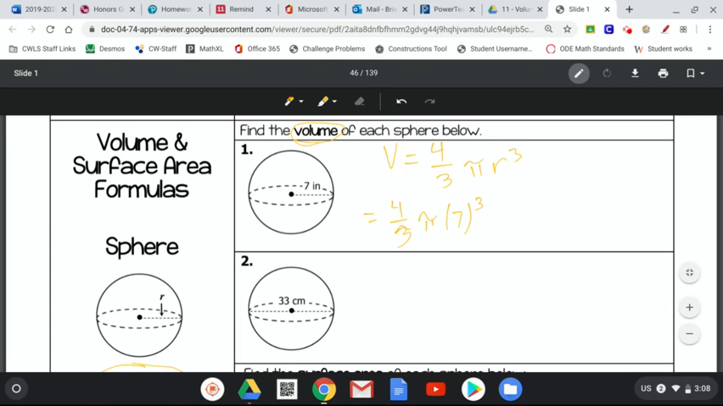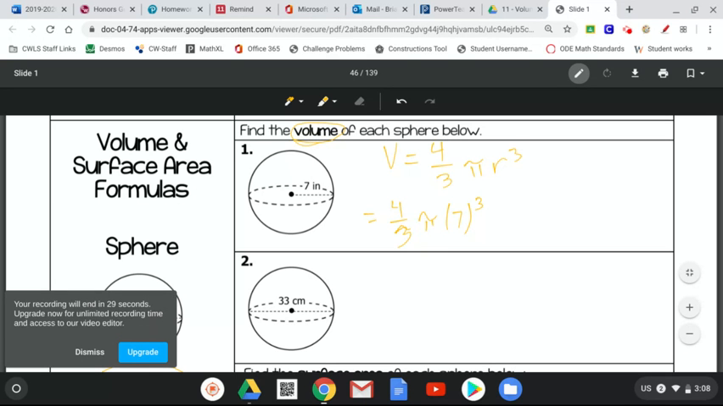When you do that, you should get, for a final answer, 1,436.76. Okay, and that's going to be inches cubed. So that is your first one right there, doing 7 cubed times pi times 4 divided by 3. Looks like we're going to get cut off. We'll do the rest in the next video. Okay, guys.